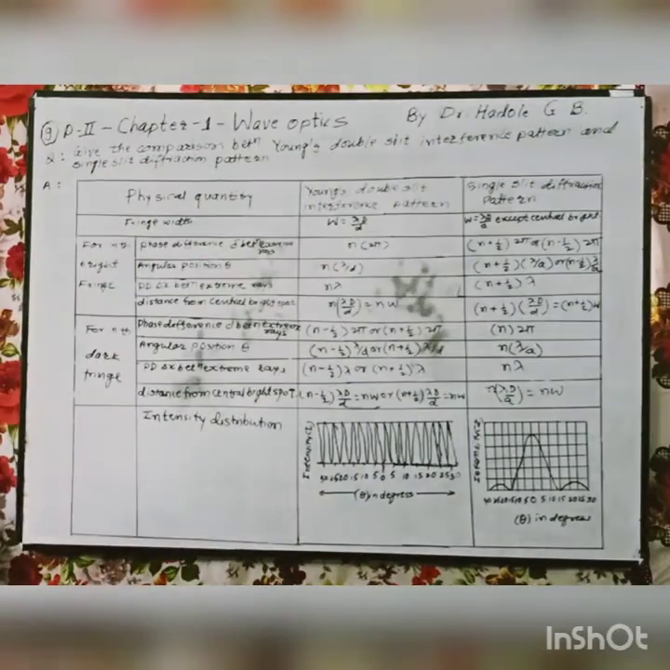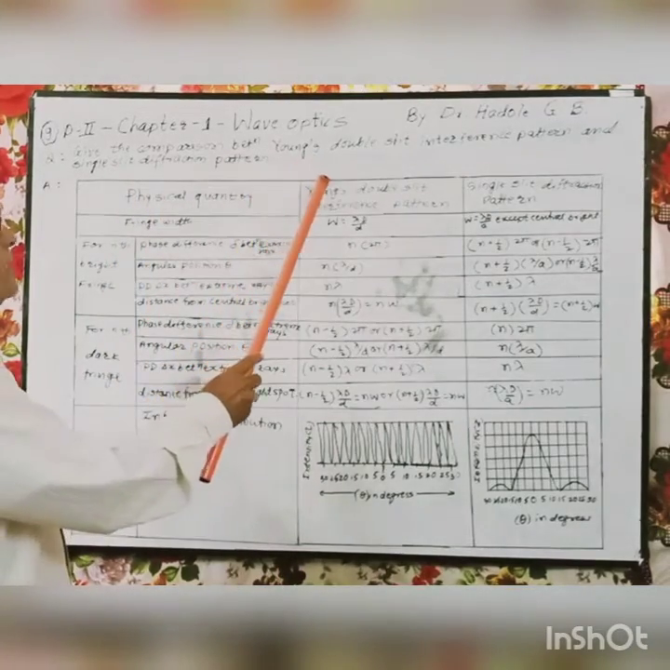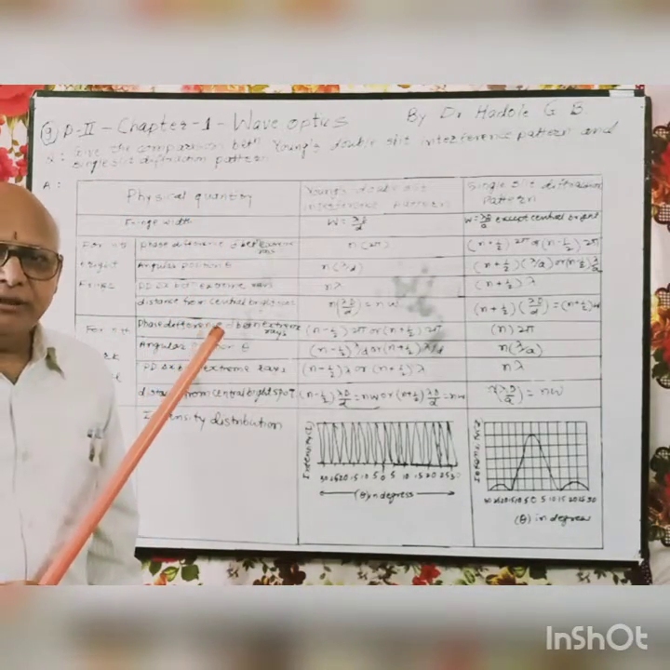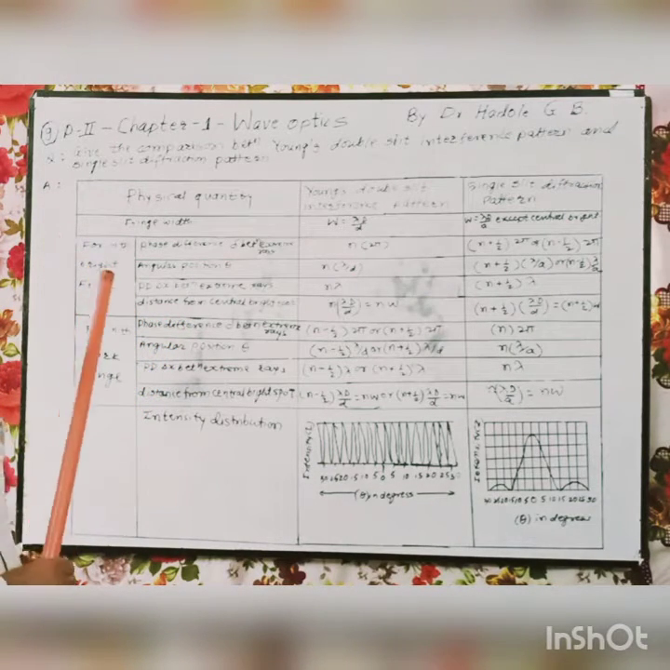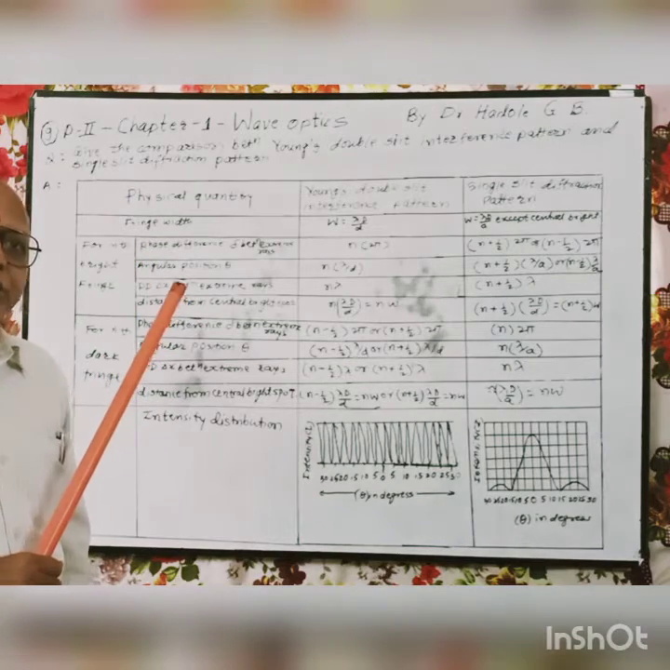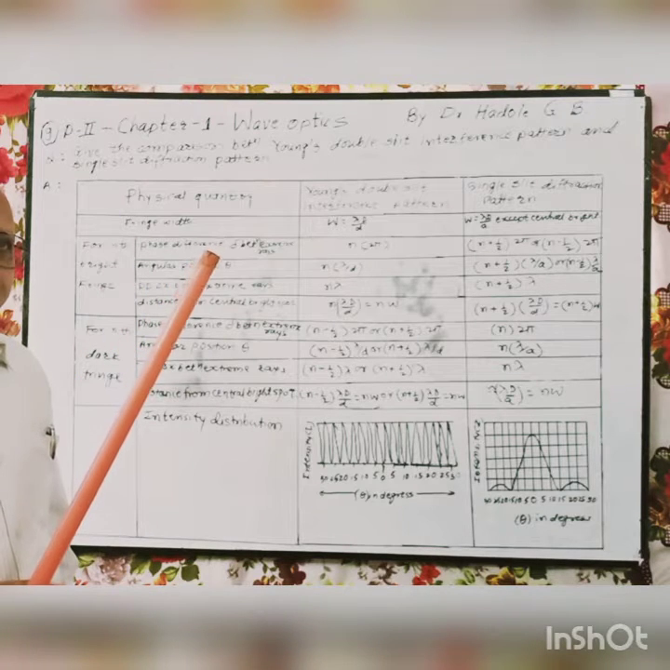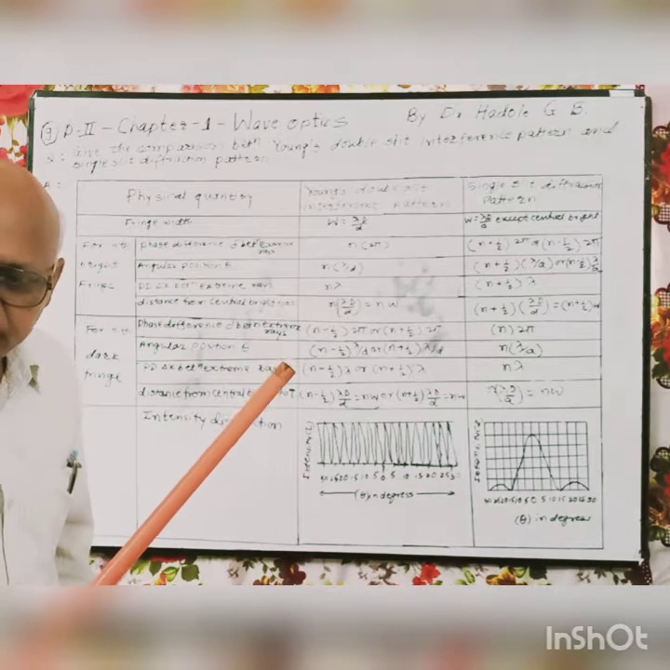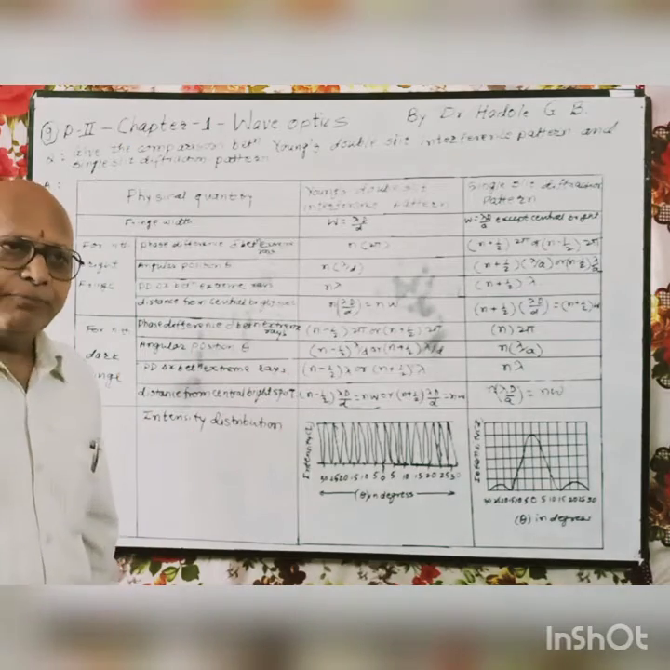Here in this article, we are going to learn the comparison between Young's double slit interference pattern and a single slit diffraction pattern. Already we have studied these two experiments. This is also a differentiation between interference and diffraction. Interference we have learned, diffraction we have learned, and the difference between them we want to summarize in this chart.